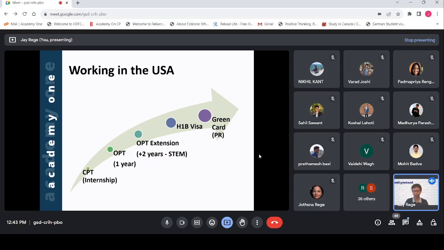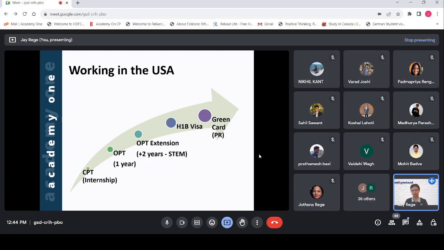At the end of your OPT, if you have a job and your degree is a STEM degree, STEM meaning science, technology, engineering, or mathematics, you can extend your OPT by another 2 years. So effectively, that gives you 3 years to work in the US. Most of you I know are going for a STEM program, but I would very strongly recommend that if you are going to the US, unless you have some alternate visa arrangements that are possible, go for a STEM program only.